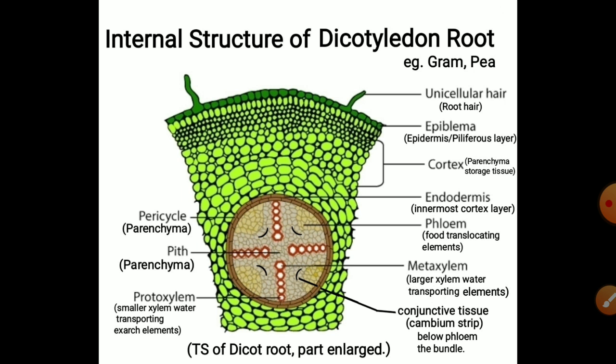So this is all about the internal structure of the dicotyledonous root, showing diarch to tetrarch and exarch nature of vascular bundles internally. If you have any doubts, you can ask me questions on the group.